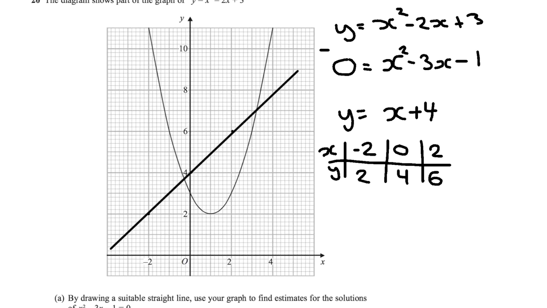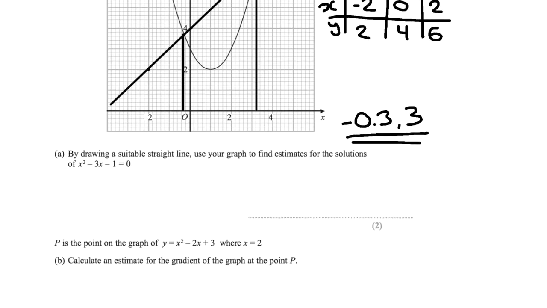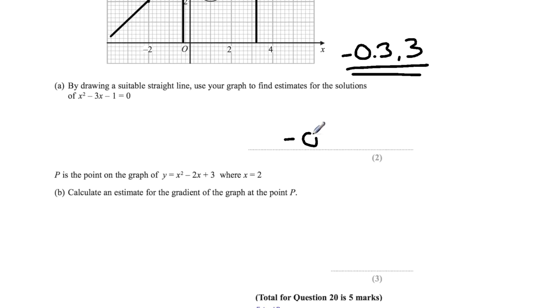Now to find the estimates for the solutions, we're going to be drawing lines from the points of intersection. So there are two points of intersection. One over here going down, and we're going to read the values over here. The second one is over here, which is pointing downwards. So therefore, the answers are minus 0.3, just to estimate, and 3. So that's your final answer. So that's minus 0.3 and 3.